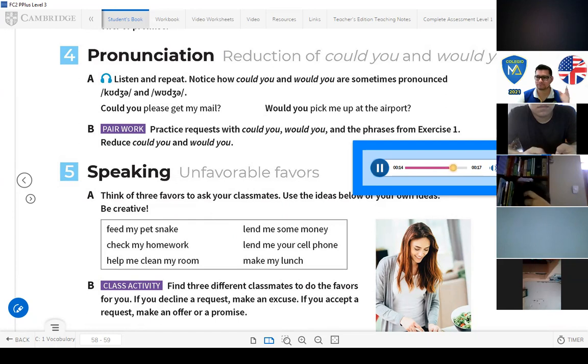Would you pick me up at the airport? Okay, we have here the pronunciation, all right? Could you, would you, could you please get my mail?